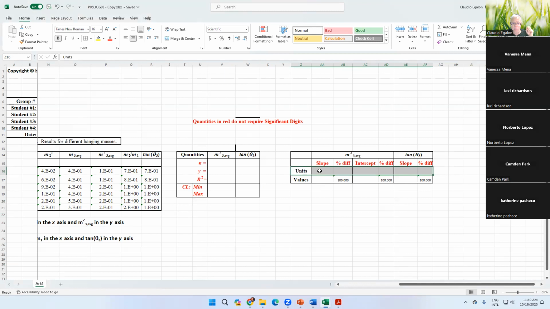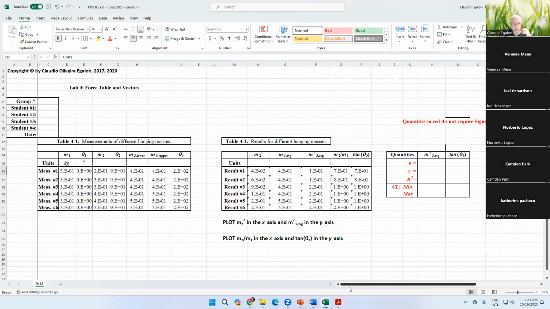It's the rise over the run. The rise is kilogram square. The run is kilogram square. Wait, hold on. The rise is kilogram square? Well, here you go. You plotted the first one, this graph here, right? This graph and this graph, right? What's the unit here for that?